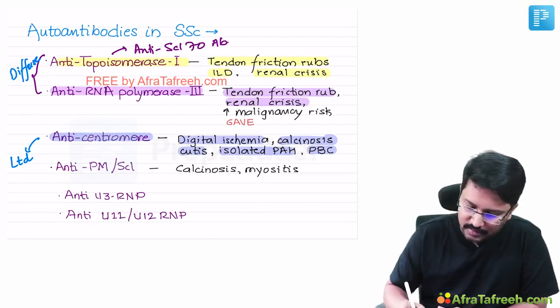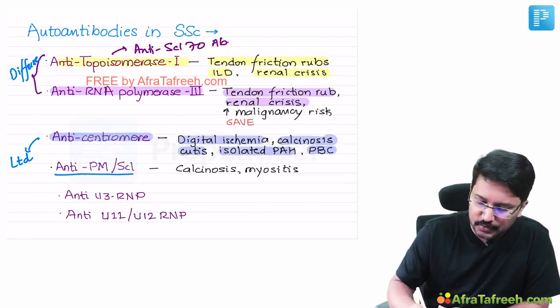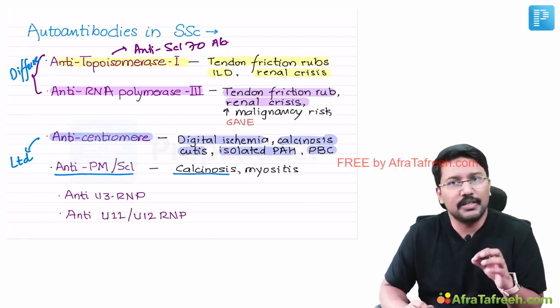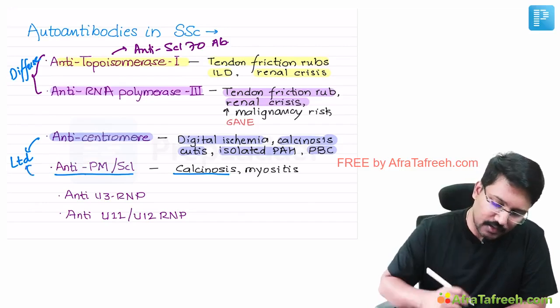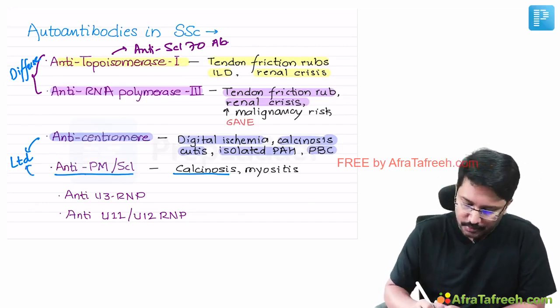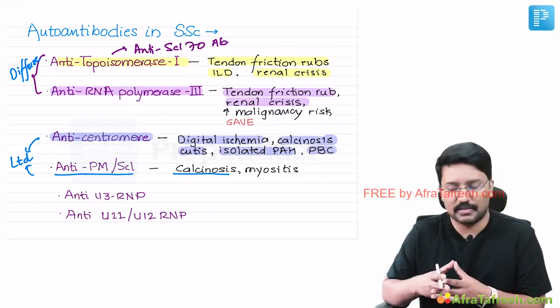Right. Let us look at the next antibody, anti-PM-SCL antibody, which is also associated with calcinosis. So which subvariant is it more likely to be associated with? Right. Limited cutaneous. Now I want you to note some specific points about these antibodies which have been asked in the past as an MCQ.